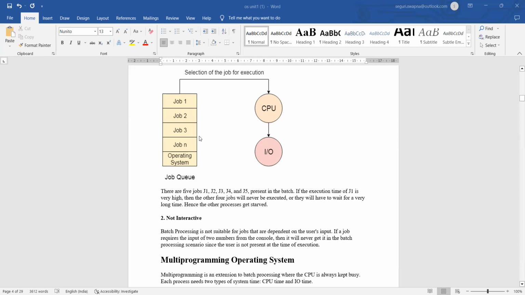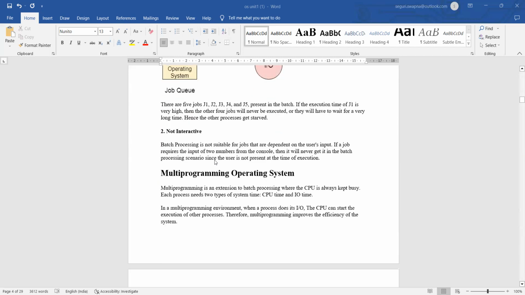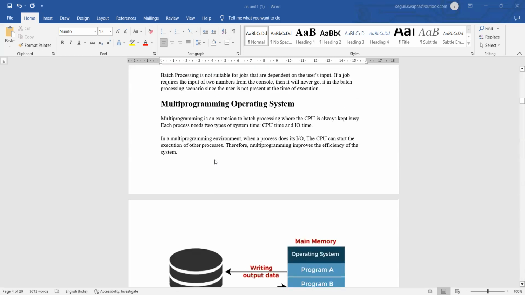Another disadvantage is that every job is independent of each other. They are not dependent on any other job. That is, there is no interaction between the two jobs in this batch operating system. So, in order to remove these disadvantages, we have the next operating system called the multi-programming operating system.